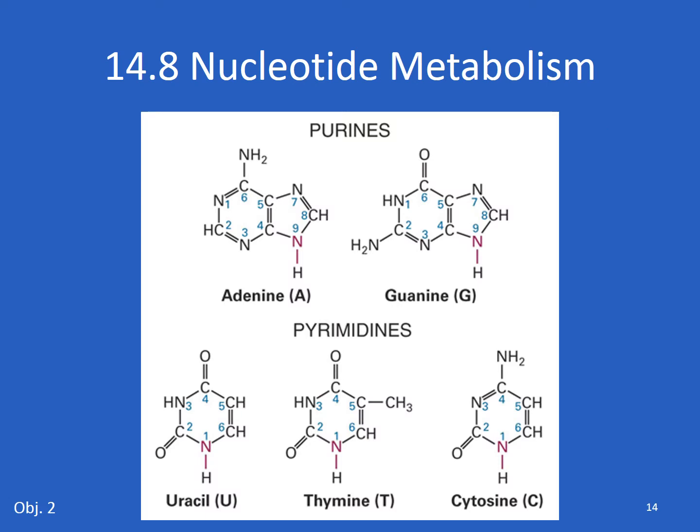And here's what they look like. These are nucleotides, so they form the base of DNA and RNA. On the top we have purines, adenine on the left and guanine on the right, and on the bottom we have pyrimidines: uracil, thymine, and cytosine. First off, the major difference that you can see between purines and pyrimidines is that purines have 2 rings and pyrimidines have 1 ring.